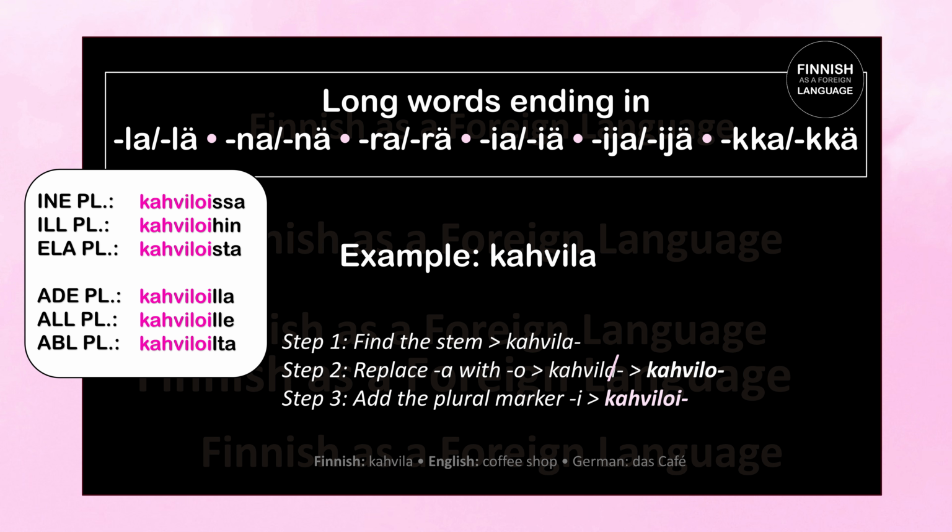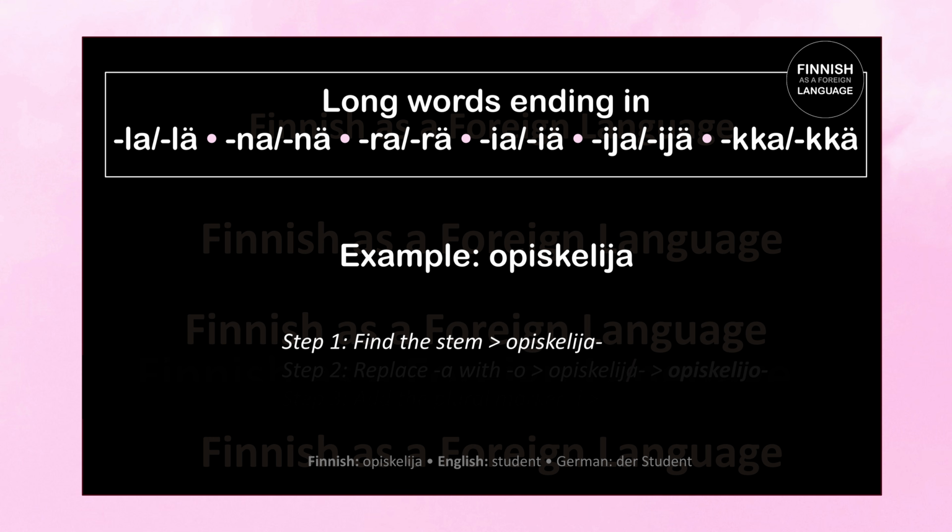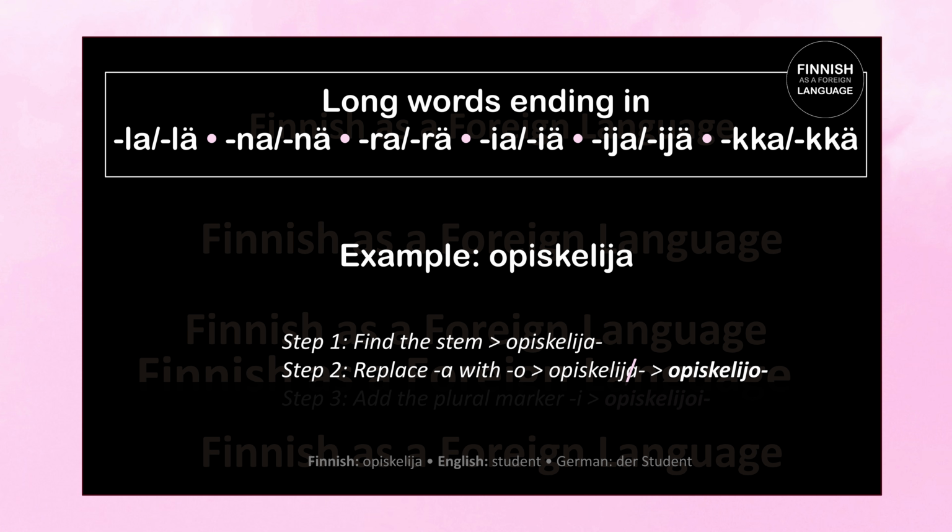So in this example, as you see, we had the ending la. Now let's maybe try another ending. How about ia? For example, opiskelija, which means student in English. In the first step, we have again to find a stem, which is opiskelija. Then in the second step, we have to replace the a with an o. So that means opiskelija changes to opiskelijo.